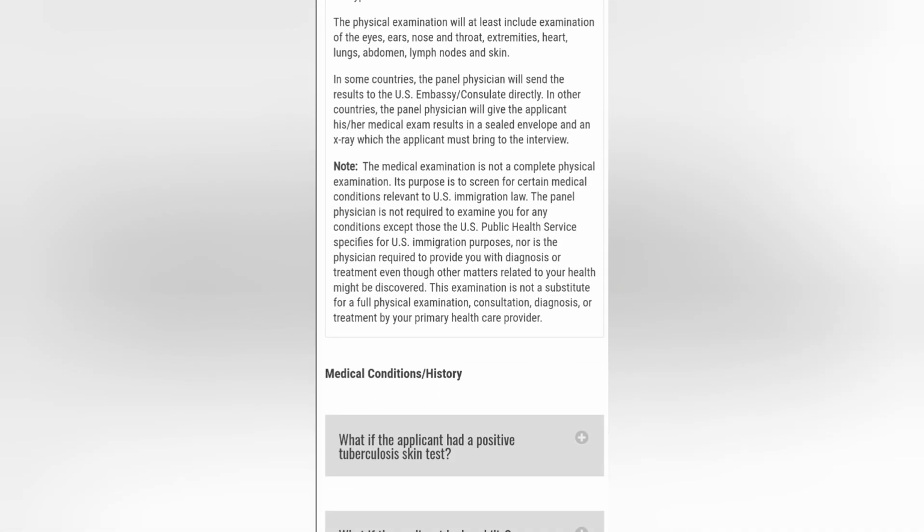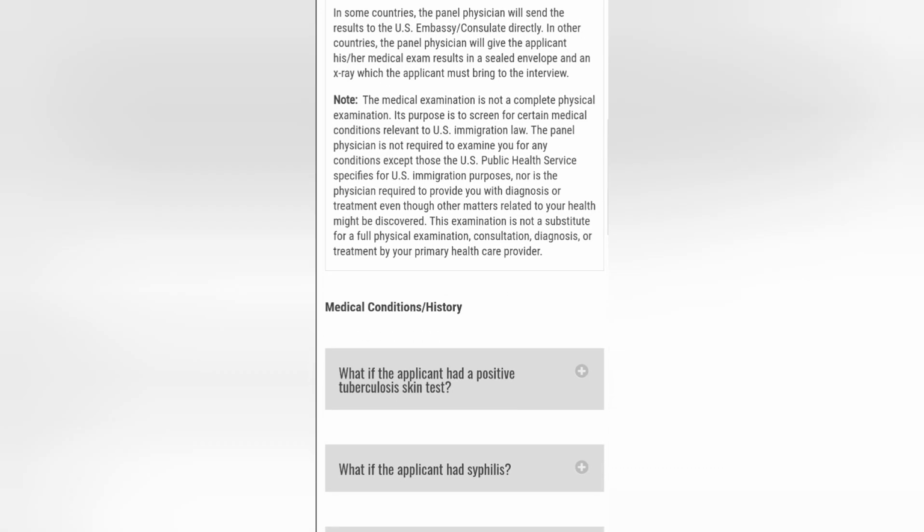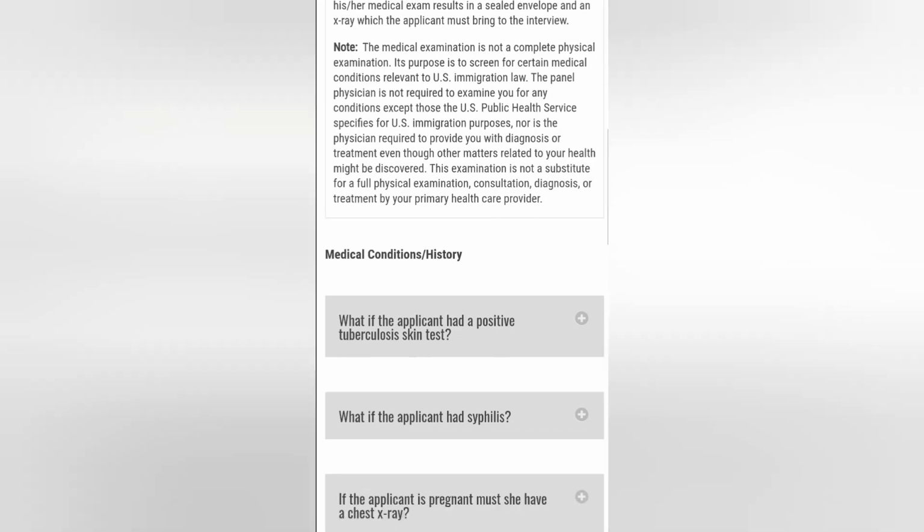Note, the medical examination is not a complete physical examination. Its purpose is to screen for certain medical conditions relevant to U.S. immigration law. The panel physician is not required to examine you for any conditions except those the U.S. Public Health Service specifies for U.S. immigration purposes, nor is the physician required to provide you with diagnosis or treatment, even though other matters related to your health might be discovered. This examination is not a substitute for full physical examination, consultation, diagnosis, or treatment by your primary healthcare provider.